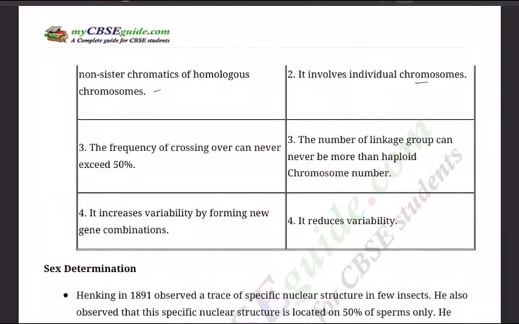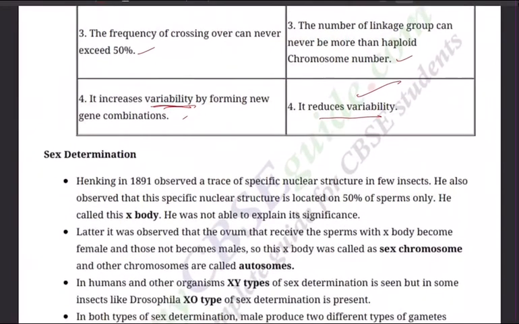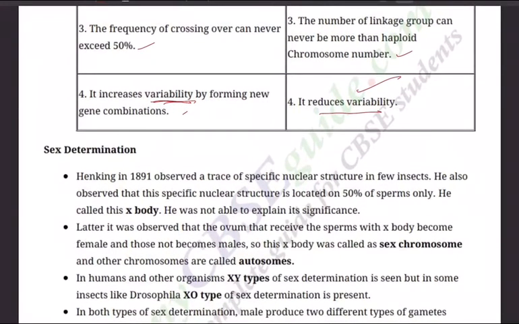And the frequency of crossing over can never exceed 50%. The number of linkage groups can never be more than the haploid chromosome number. And crossing over increases variability. Varieties are formed because of new gene combinations, whereas linkage reduces variability because the same combination will be there, right? So this is the difference between linkage and crossing over.